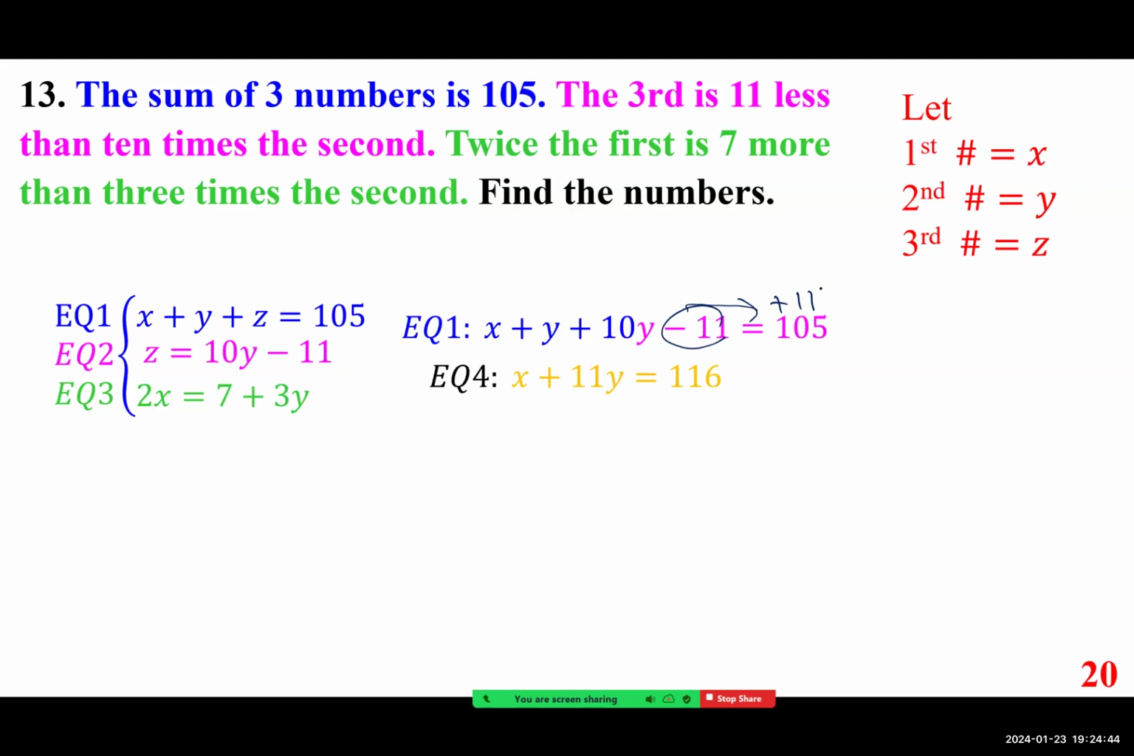Some numbers, so we won't be confused. Now, equation number 4 has x and y variables. Equation number 3 hasn't been used yet, and that has x and y also. So let's put equation 4 and equation 3 next to each other, and we solve them. In order to solve them, if I multiply this one by 2, I get 2x plus 22y equals 232.